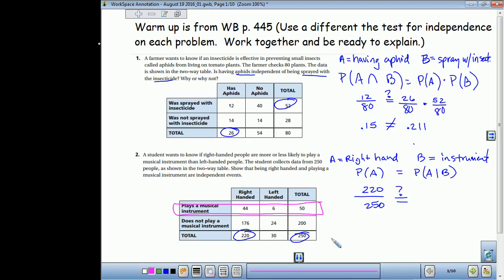Right-handed. Okay, remember that formula, A given B, is the intersection of A and B over the condition. That's the second one. Okay, so the intersection, these are not written as probabilities, but we can do 44 out of 50. Intersection over condition. All right, so what do we get? We get 0.88 is equal to 0.88. They are independent. We have proven them to be independent.